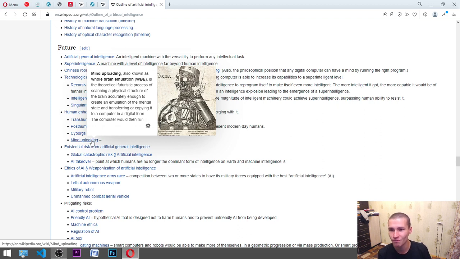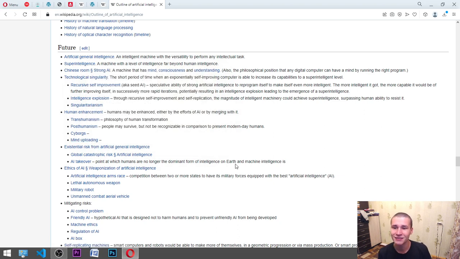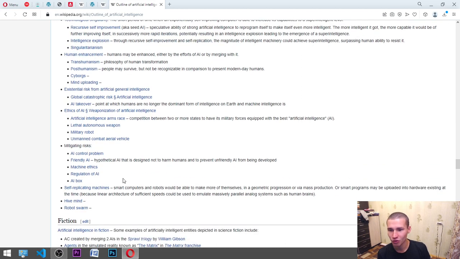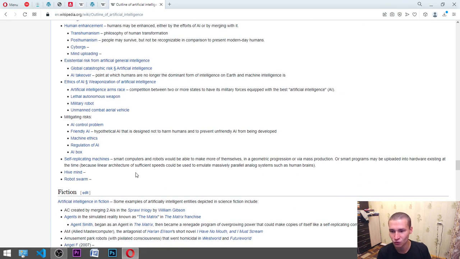a physical structure of the brain accurately enough to create an emulation of the mental state and transferring or copying it to a computer in a digital form. Wow. Existential risk from artificial general intelligence, global catastrophic risk, AI takeover, ethics of AI, artificial intelligence arms race, lethal autonomous weapon, military robot, unmanned combat aerial vehicle, mitigating risks, AI control problem, friendly AI, machine ethics, regulations of AI, AI box, self-replicating machines, hive mind, robot swarm.